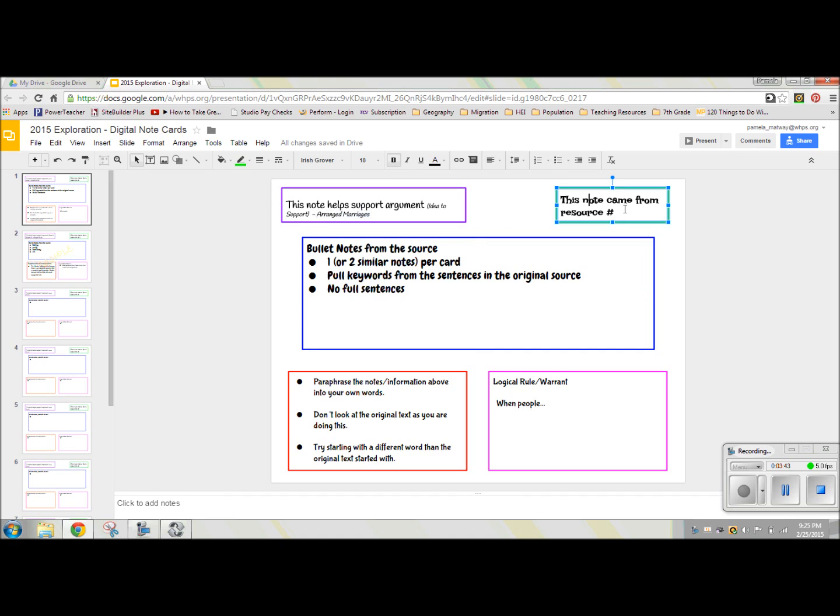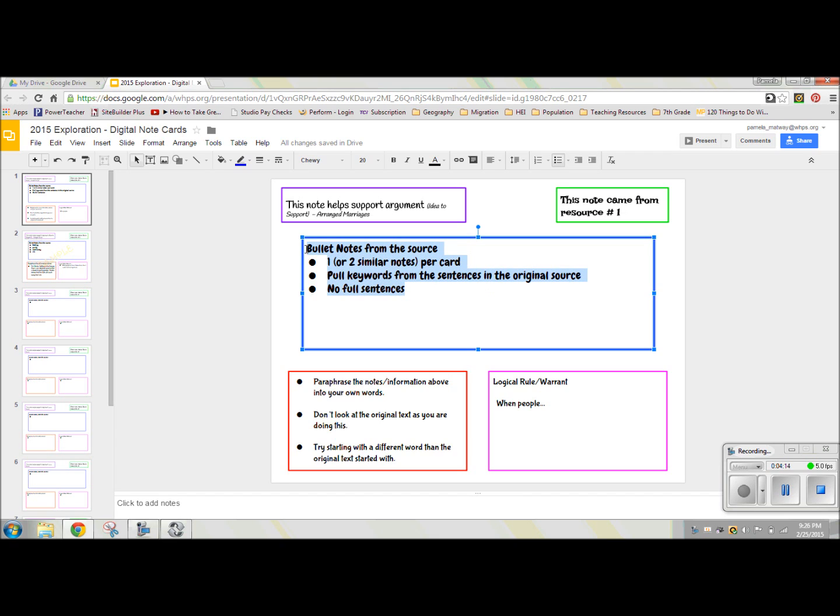The next thing you're going to do is identify the number of the source that it came from. We wrote the number at the top of our source for a reason. It's to add it to our note card. So if this note came from my first source, I need to write that down, because if in 2 weeks you're reading this and you're like, this doesn't make any sense to me, my paraphrasing doesn't make sense, at least you know what source it came from, so you can go back to that source and see if you can find the information again.